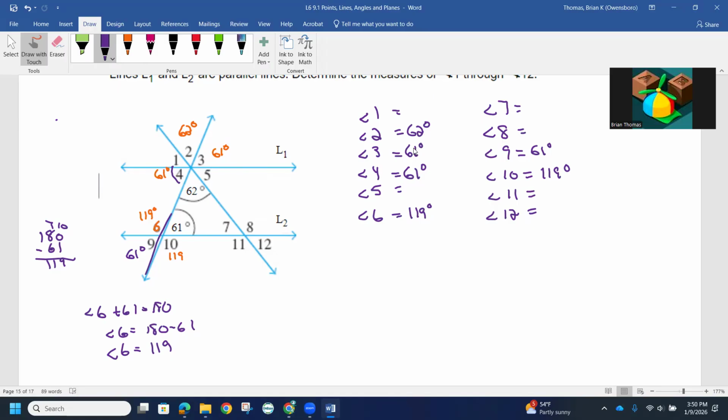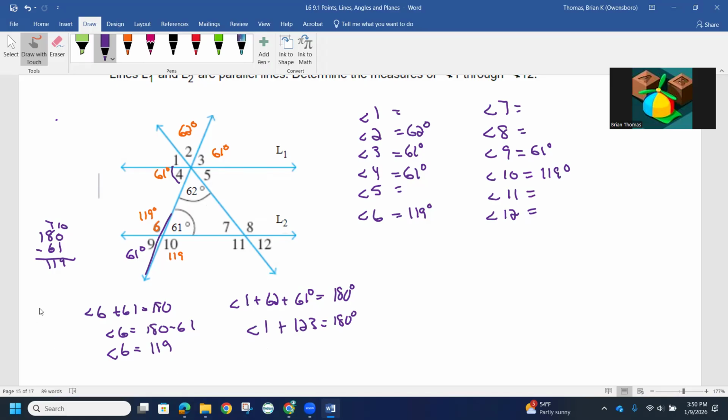One thing I'm seeing is angle 1, 2, and 3 form a line. So I'm seeing some more math to be had here. So angle 1 plus angle 2, which is 62 degrees, plus angle 3, which is 61 degrees. All three of those angles together form a half a circle. That means they have to add up to 180 degrees. So angle 1 and then 62 plus 61 is what? 123? That has to equal 180 degrees.